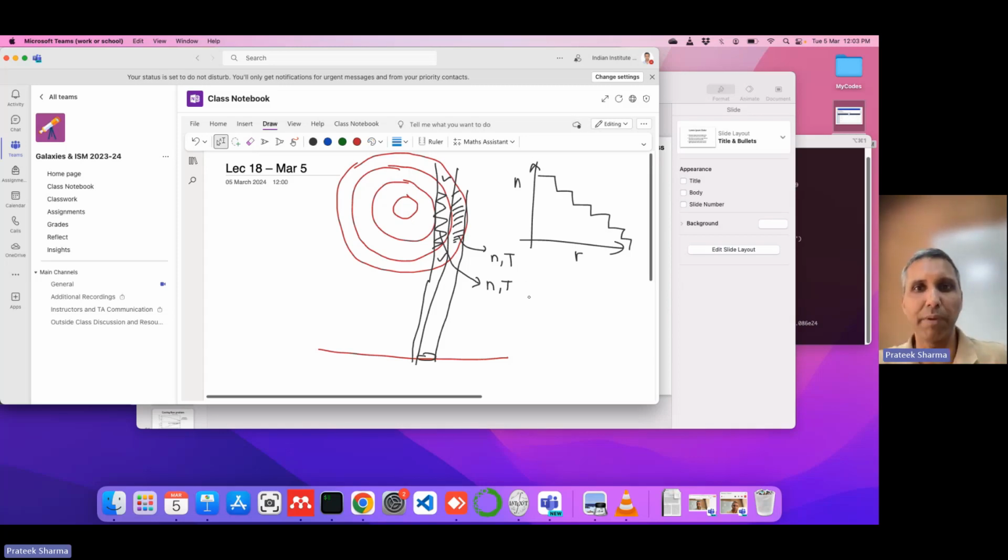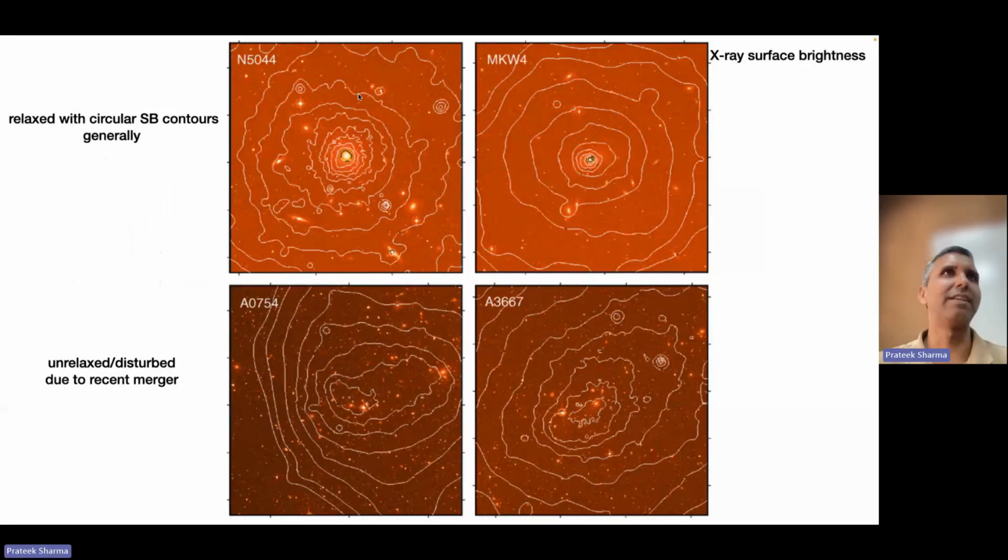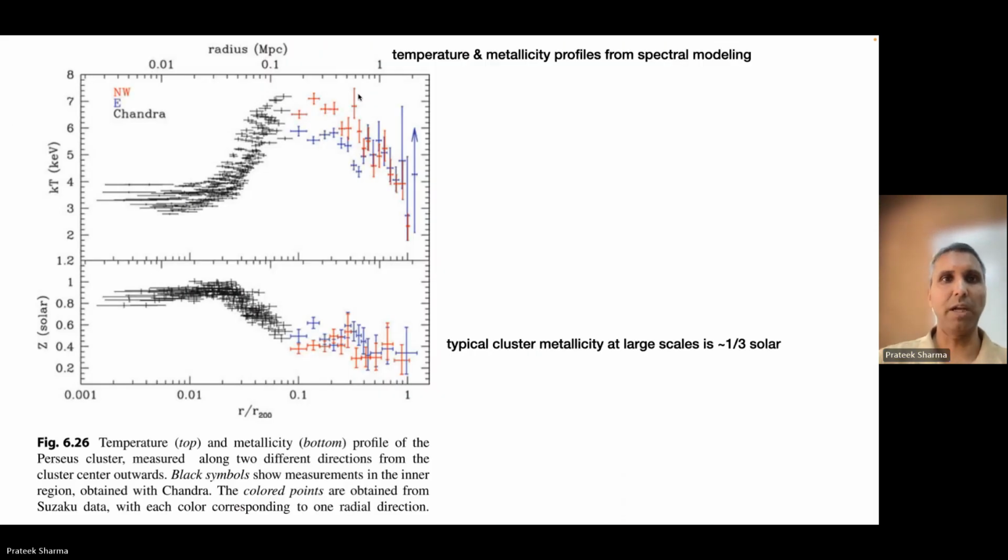So ultimately, after doing this exercise, you can obtain N as a function of R, the 3D profile, and T as a function of R. This is the idea. From spectra, you can infer N and T if you know the distance. And a lot of times you know the distance because you know the redshift of the member galaxies of galaxy clusters.